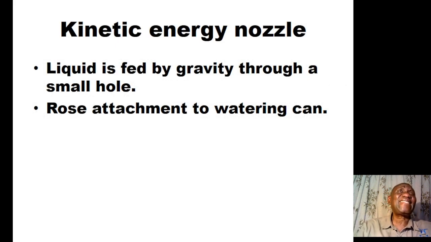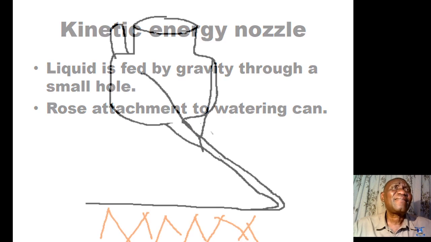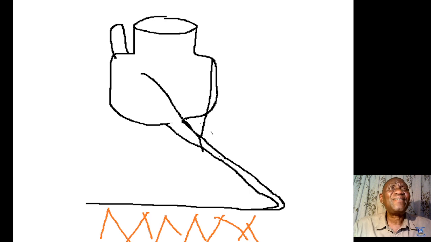The other one is the kinetic energy nozzle. Liquid is fed by gravity through a small hole. I don't think you'll forget this one. This is the watering can. You have a rose which is attached to the watering can. If you have used it, it's the kinetic energy nozzle, because it also forms droplets. But normally we don't use this for pesticide application, but we can. So this is the watering can, but this one is the special one, with a very thin end.